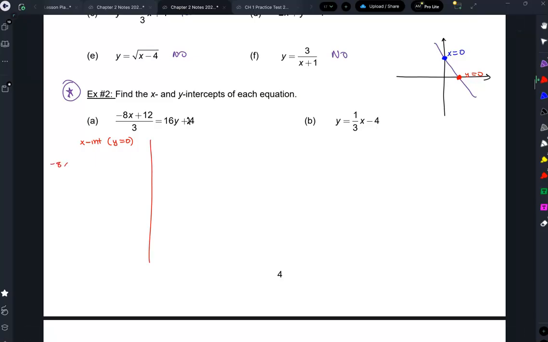So this becomes negative 8x plus 12 over 3 equals 0 plus 24, right? Should we do this one together? Do you want to do it on your own? Okay, do it. I'll race you to it. How about that? You ready? 3, 2, 1, go!